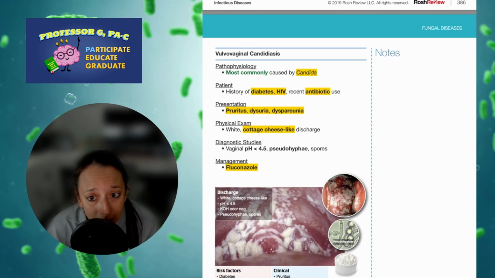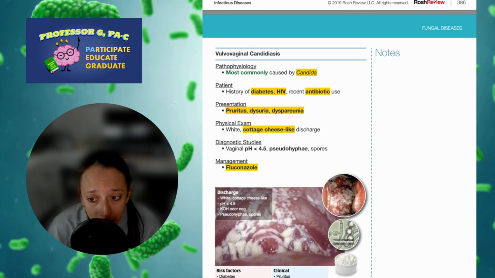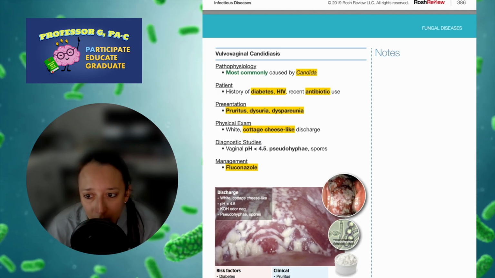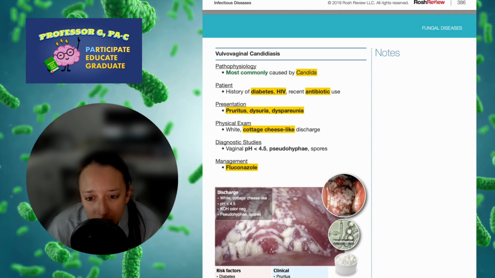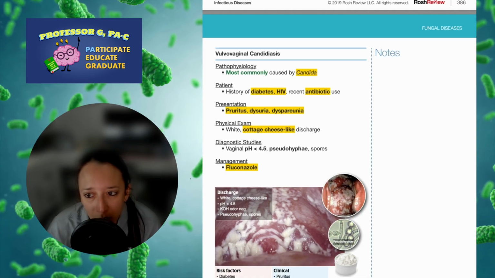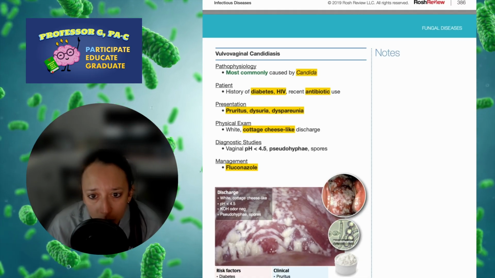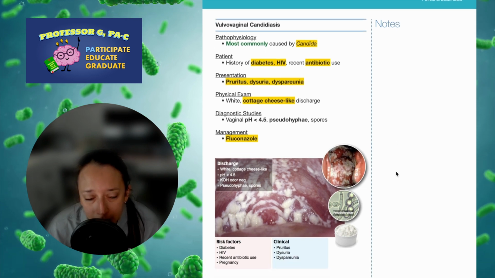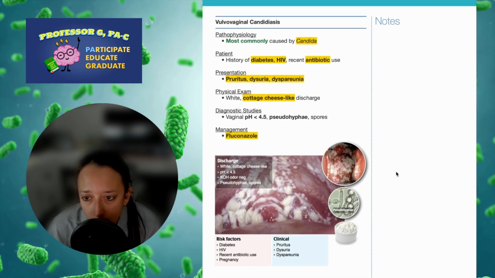Moving on to a different type, we have vulvovaginal candidiasis. This is also caused by Candida species, most often Candida albicans. The patient may have a history of diabetes or HIV or recent antibiotic use, and they present with intense vaginal itching and burning with urination or with intercourse. They have that thick, white, cottage cheese-like discharge, and their vaginal pH is usually less than 4.5.